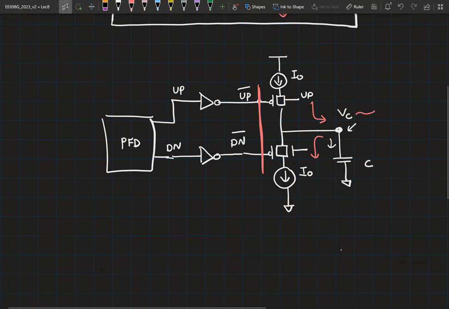Let's assume that VC is close to zero. Okay, it is some voltage, but much lesser than VDD by 2 and closer to zero. Now, what determines VC in the loop?